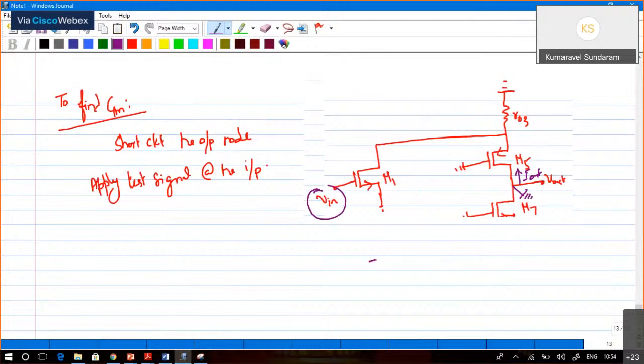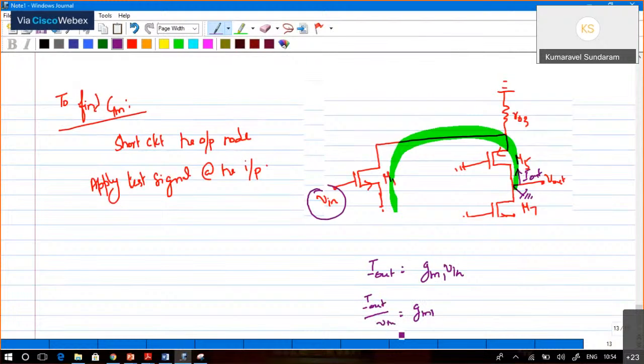Okay. So I out is equal to GM1 times V. Same current only. This is high impedance or not. Okay. All the current is going to flow through this. So I out by V in is going to be GM1. I out by V in is nothing but GM.